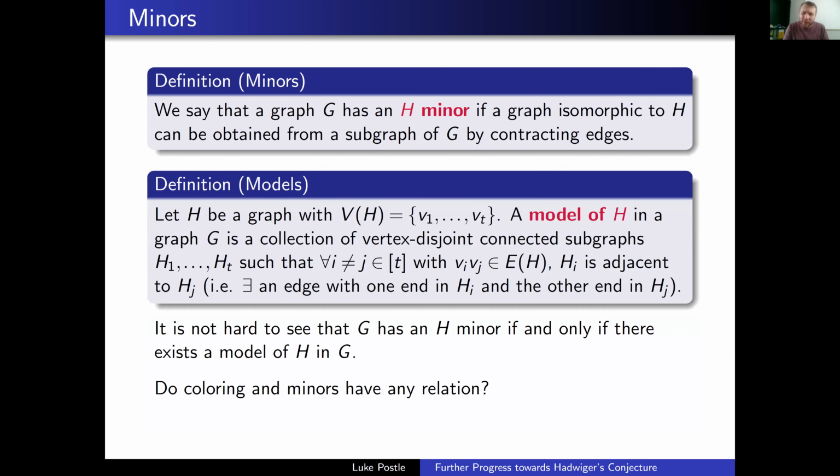But the question is, do coloring and minors have any relation? You probably all know Hadwiger's conjecture, so this seems obvious. I just want to stop and say it's not really obvious. Coloring is about partitioning into independent sets, and minors or models are about finding connected subgraphs with lots of edges between them. These are not really dual in any sense. One is concerned with partitioning into independent sets, and the other with finding structure inside that's highly connected or adjacent. And it's not clear there should actually be any relation.